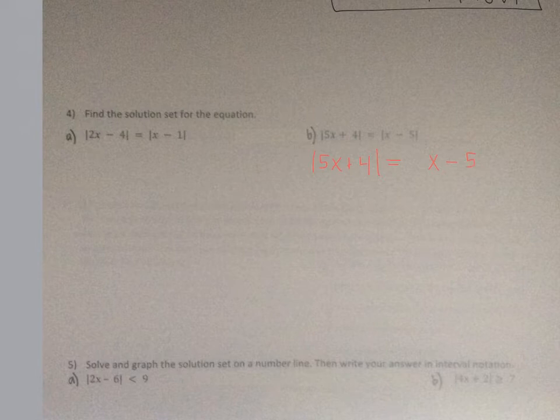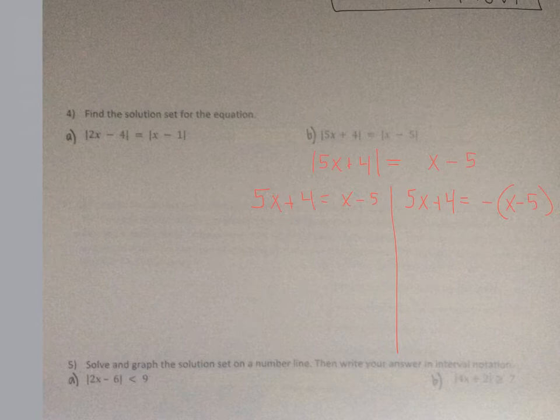Alright, so then when we go to solve this problem, we will have the absolute value of 5x plus 4. It can be 5x plus 4 equals positive x minus 5, or the 5x plus 4 can equal negative x minus 5. Notice that I did draw parentheses around my x minus 5, and that is so that the negative applies to the whole group, the whole factor, okay, not just the x term.